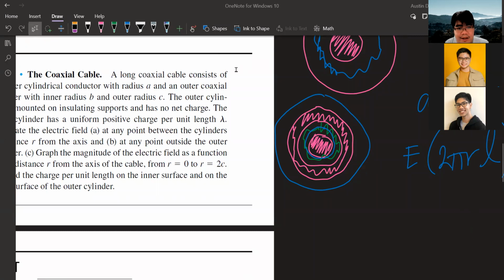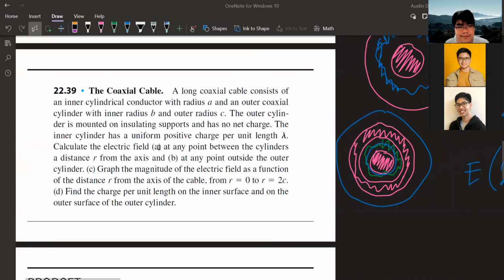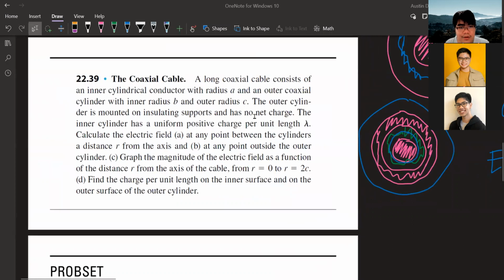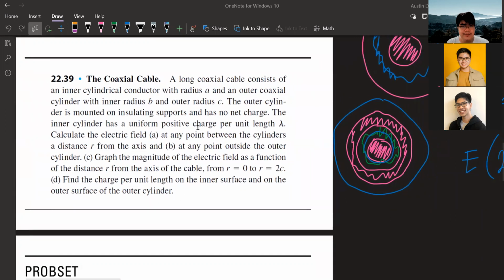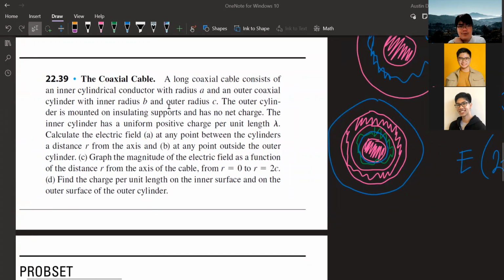Sir, isn't the region in between B and C an insulator, since it is mounted on insulating supports? Okay. The outer cylinder is still a conductor, but the statement only says that the outer cylinder is mounted on insulating supports. They said that because you don't want your charge to go somewhere else.